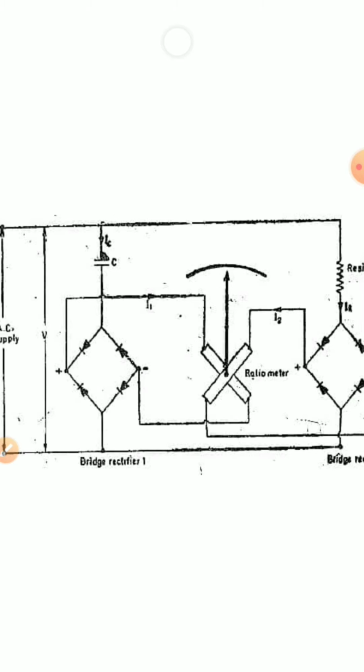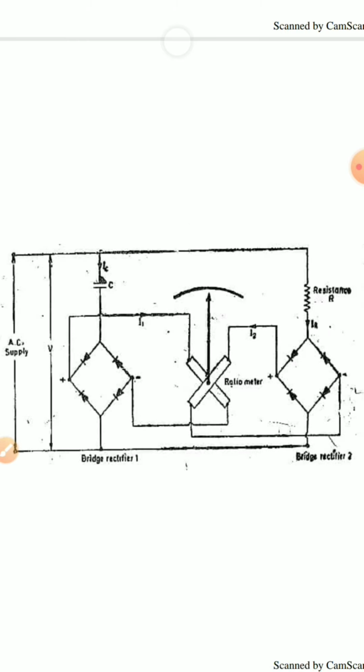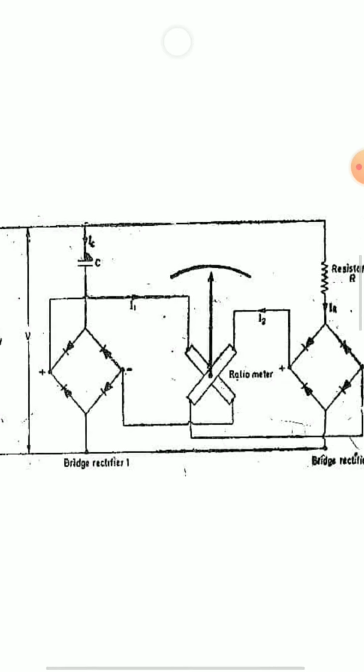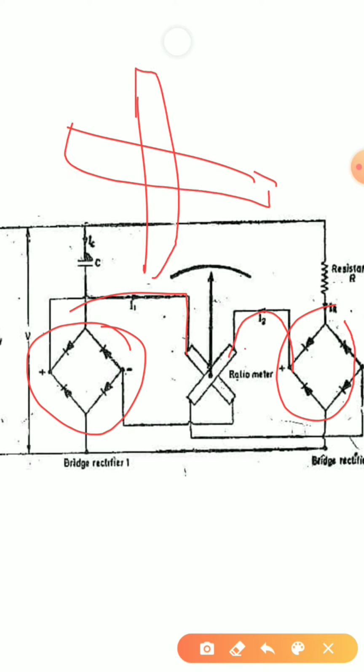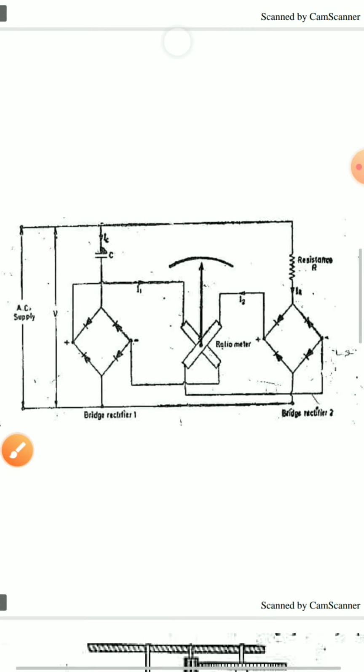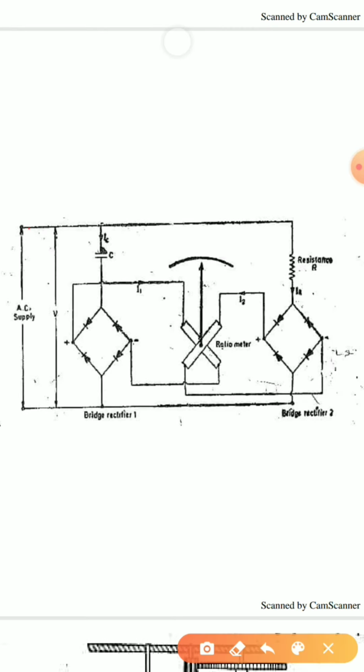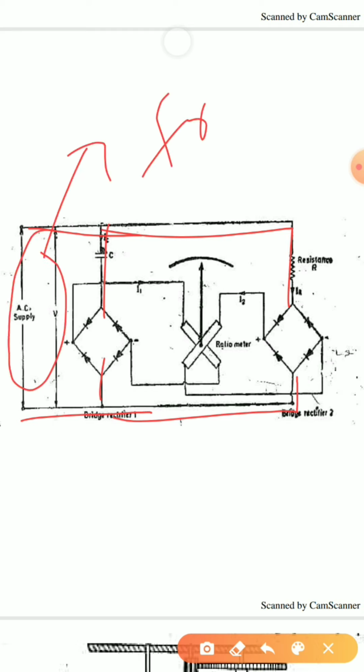Here we can see that there are two coils of the ratio meter which are fed with rectified output currents from two separate bridge rectifiers. It is clearly seen there are two separate bridge rectifiers here, and the output of the bridge rectifiers is given to the ratio meter. The movable coil that I am having is called the ratio meter. Both these rectified currents are given to the ratio meter. The input side of both the bridges is connected to the AC supply whose frequency we have to measure.